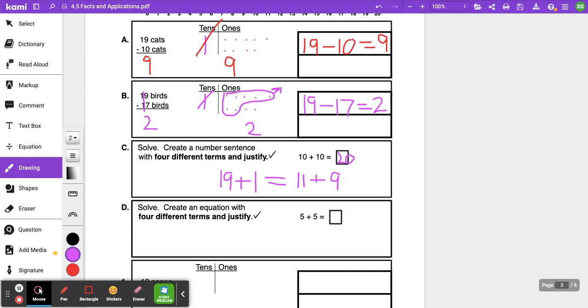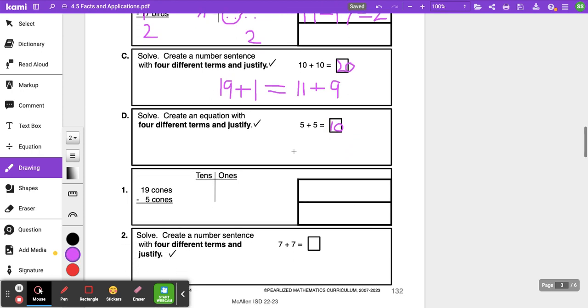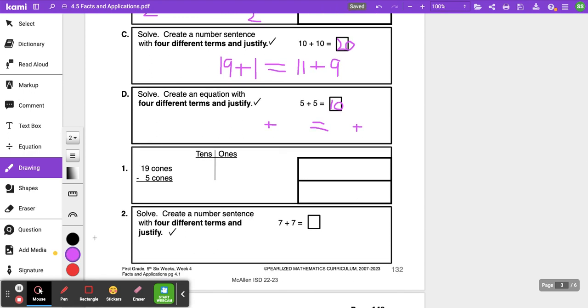All right. Letter D, 5 plus 5. 5 plus 5 is the sum of 10. And I want you to do this one all on your own and show your partner. What are different ways that you can make 10? Remember that you need to use 4 different numbers. Okay, and when you're done with that, you're going to do numbers 1 and 2 on your own, and we'll check it as a class.